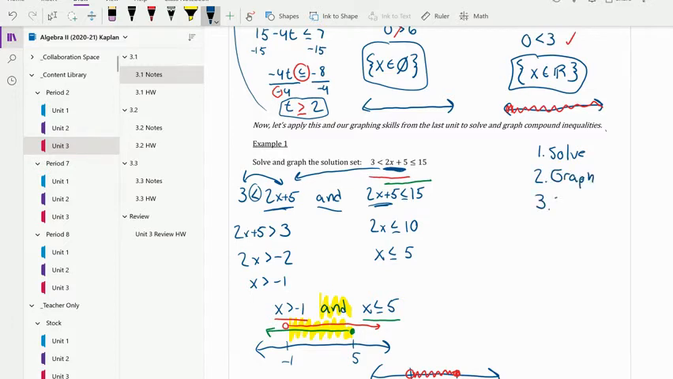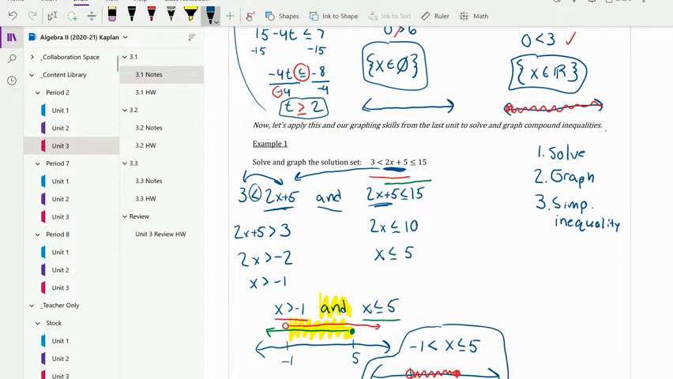And step 3 is to give a simplified inequality that describes your new graph. A simplified inequality that describes your new graph. So in this case, rather than writing this as x is greater than negative 1 and x is less than or equal to 5, let's write it as a range of values. So this would be negative 1 is less than x, which is less than or equal to 5. And that is your solution. That is how we'd write our solution.